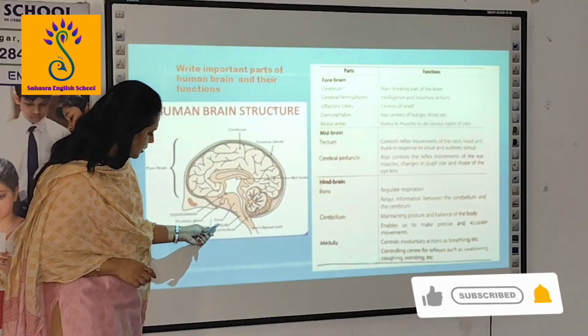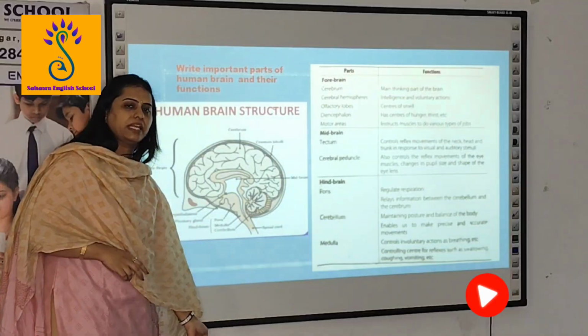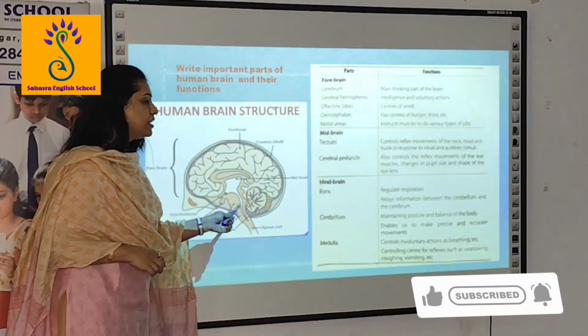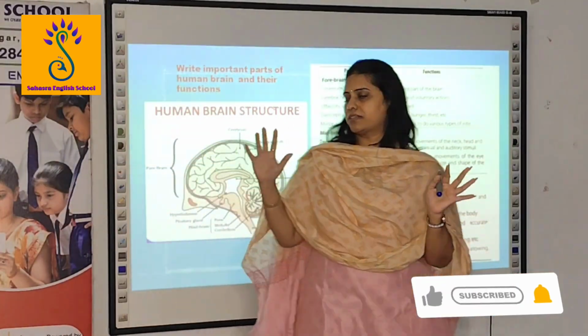This is pons, this is medulla, medulla oblongata, it continues as spinal cord, isn't it? This is cerebellum. We'll look into the functions of all these parts.